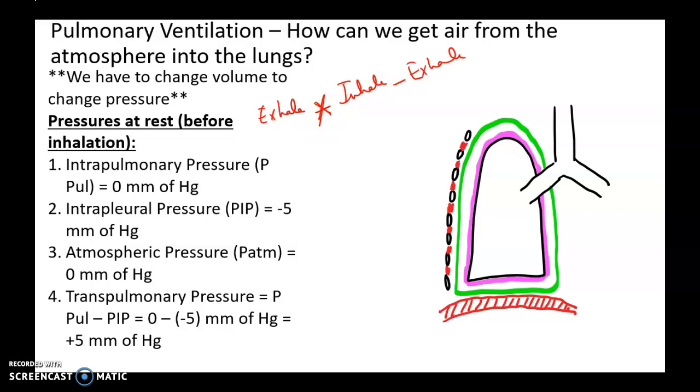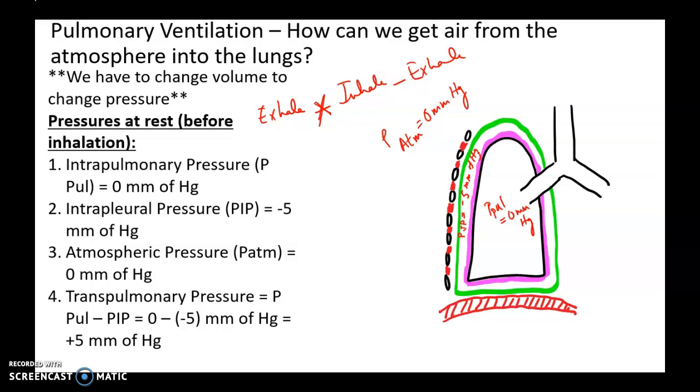So right before you inhale, the intrapulmonary pressure, which is right here, people, is 0 millimeter of mercury. The atmospheric pressure is 0 millimeter of mercury. And remember the intrapleural pressure, that's negative. The PIP is negative 5 millimeter of mercury. Are we good? Okay.